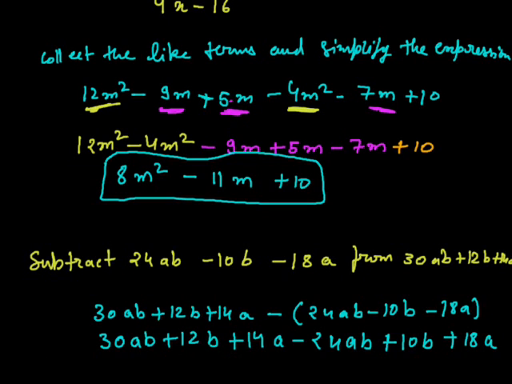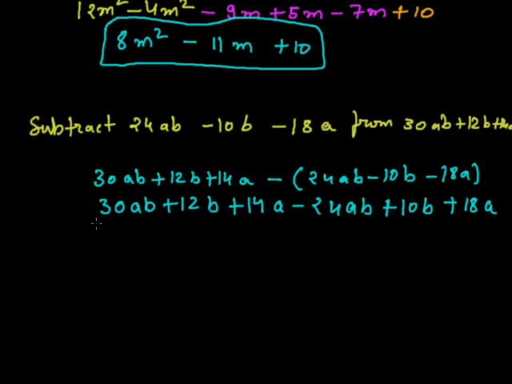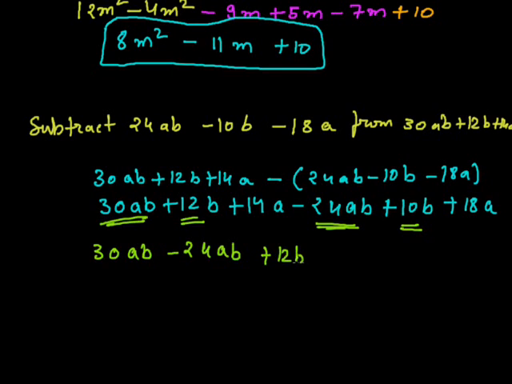Now here we have to find the like terms first. So the like terms are 30ab and minus 24ab. So we will write 30ab and minus 24ab together. Second is 12b and here it is 10b. So we will write plus 12b and 10b together. The last term is 14a and here it is 18a. So plus 14a plus 18a.